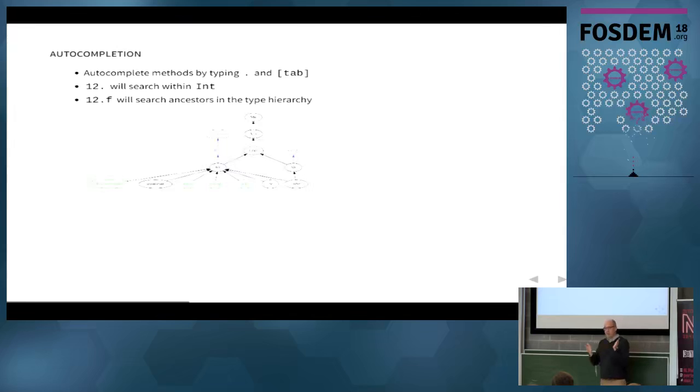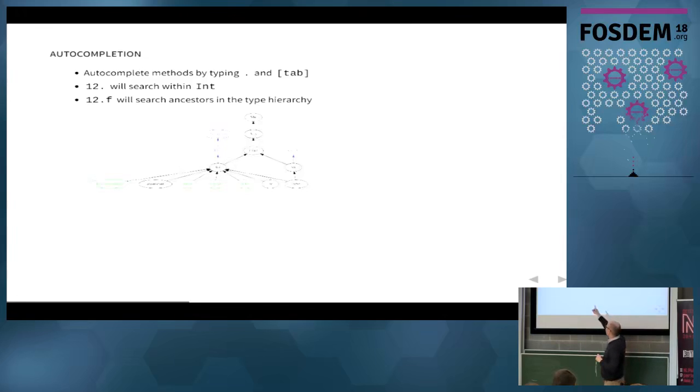You can also autocomplete methods. If you have a variable or an object or pretty much anything, and you type dot, then you're about to make a method call. And so then if you press tab, it'll look for the methods. Now it gets a little interesting in Perl 6 because there's a very rich type hierarchy.